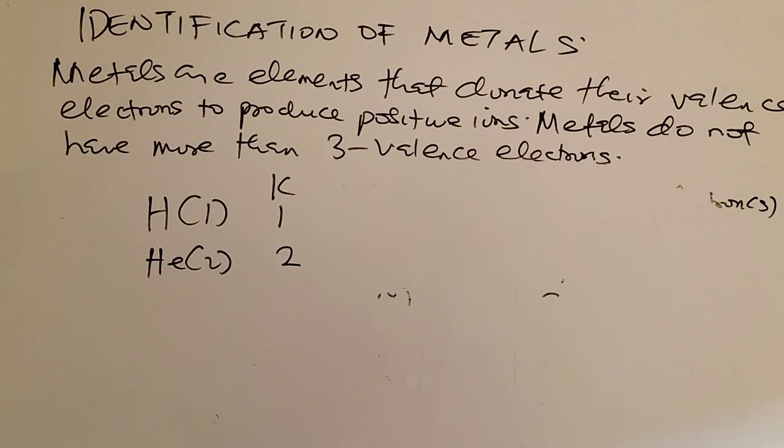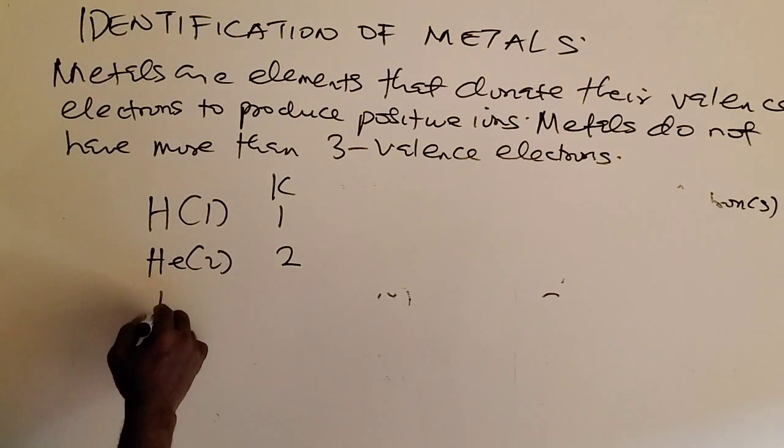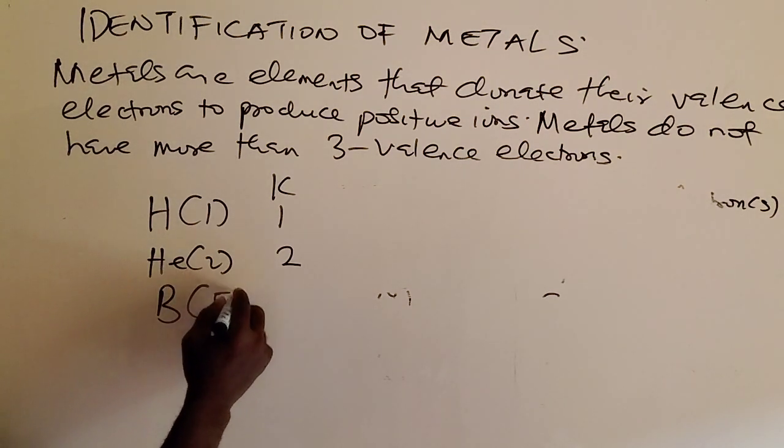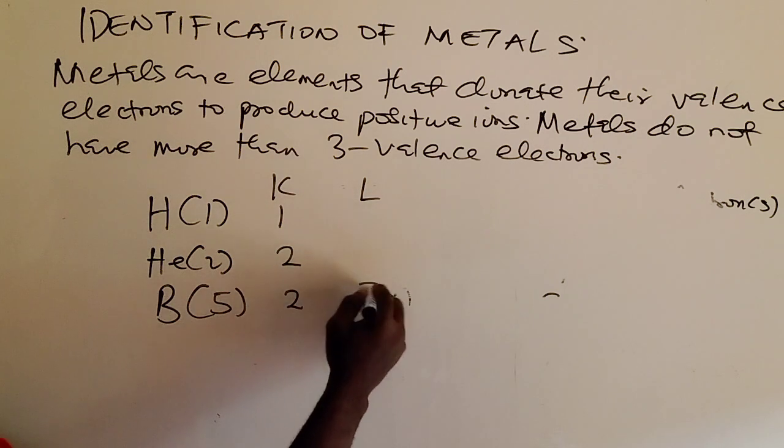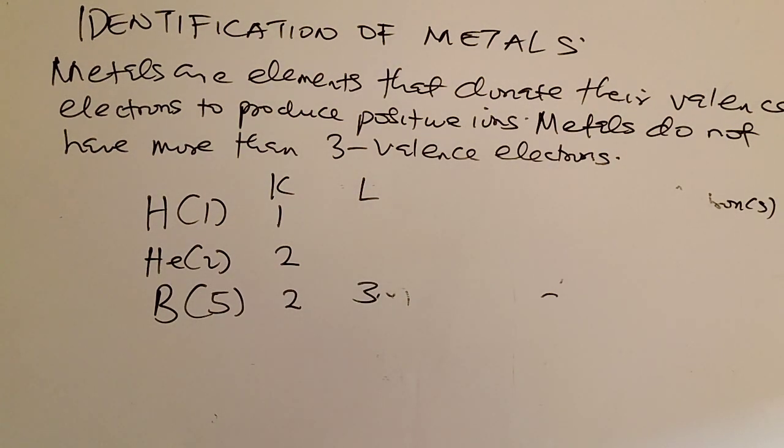So these are 2 examples of elements that do not have up to 3 electrons in their atomos shell, but that classify as non-metals. Another example is boron, having 5, 2, 3. So boron is having 3 in the atomos shell, and from the electronic structure of boron, it looks as if it's a metal, but boron is not considered a metal.